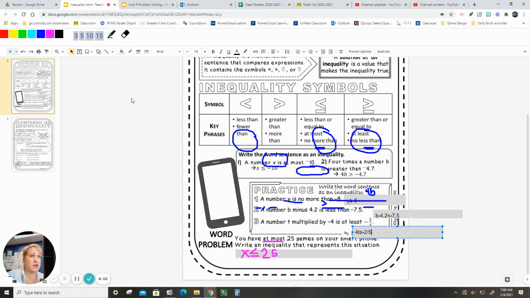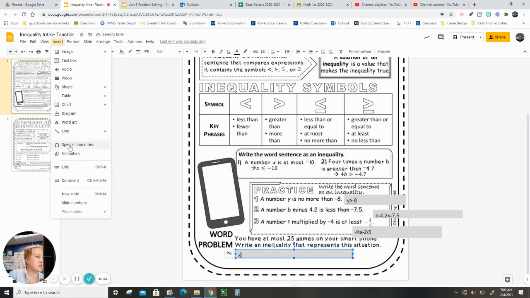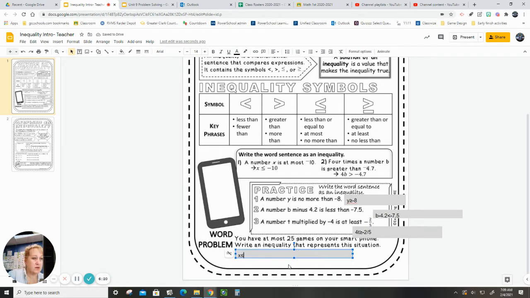Let's see if I can get it to type in the same fashion. So close this. I'll do X, insert special characters, less than, and it's got right here, and 25. Okay, so you at this point have learned several of the things that we have to learn.